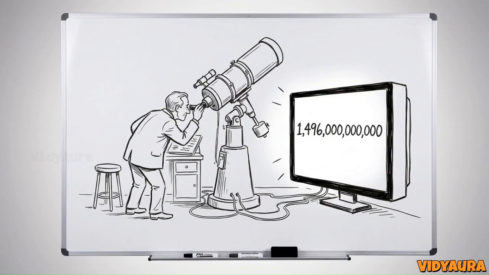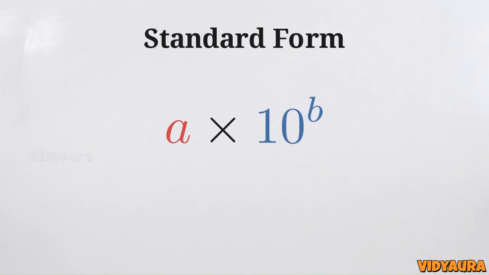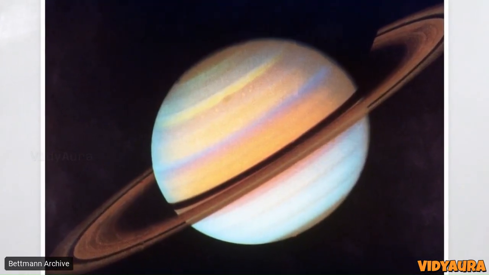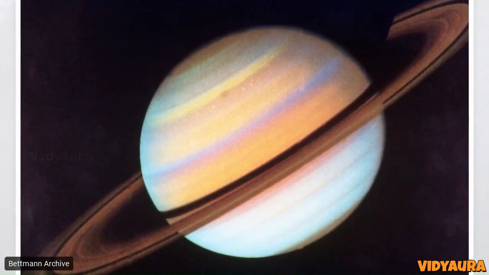Scientists use a specialized format called standard form to handle massive figures, like the distances between planets, without getting lost in a sea of zeros. This diagram shows the structure of standard form. It requires a number a between 1 and 10 multiplied by a power of 10. Take a real-world distance measurement in space, 70 billion 40 million meters.